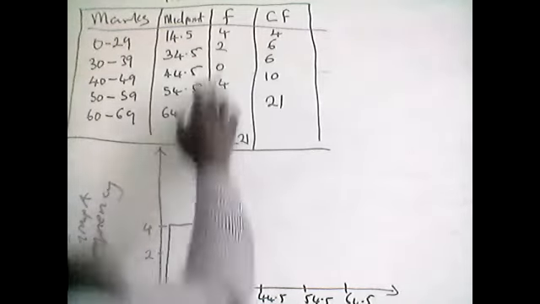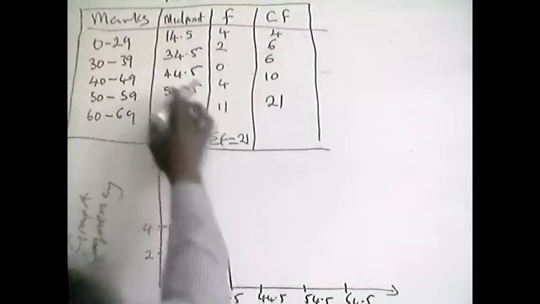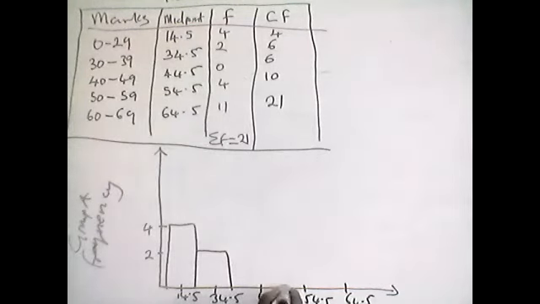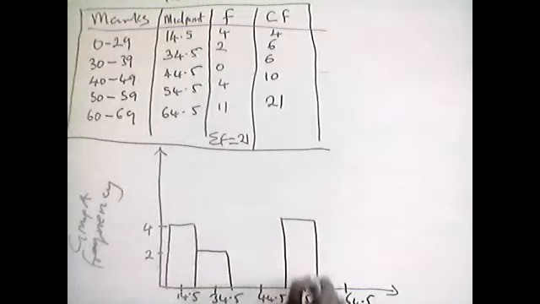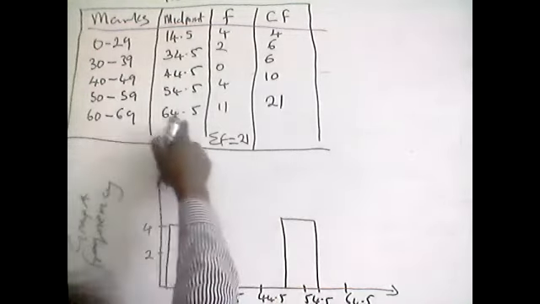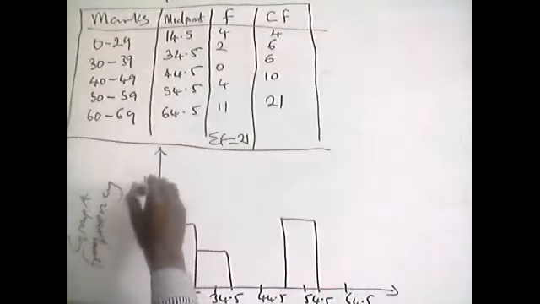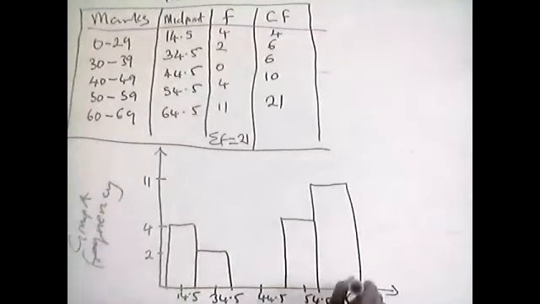And then you come to the next part, which is 0. So from this point up to that part it's 0. Then we move to 54.5, 4, something like this. And then lastly, we have 64.5, 11, which can be just there. So that's how our histogram is supposed to look like.